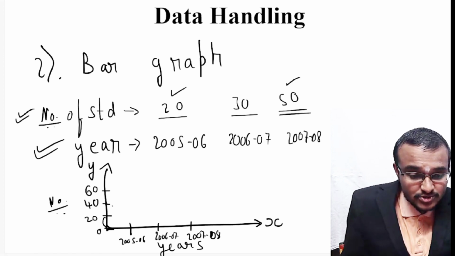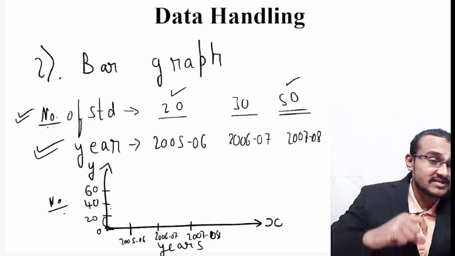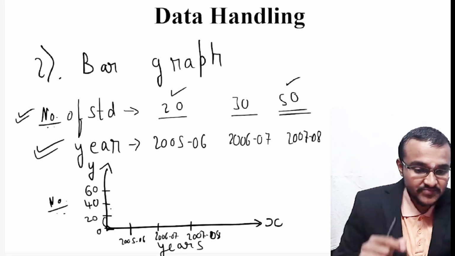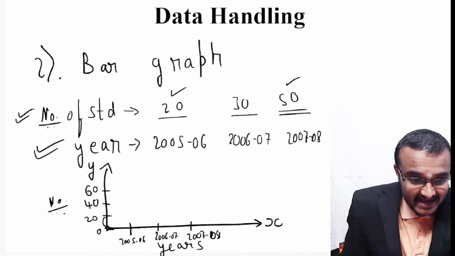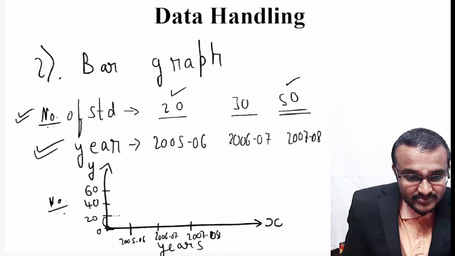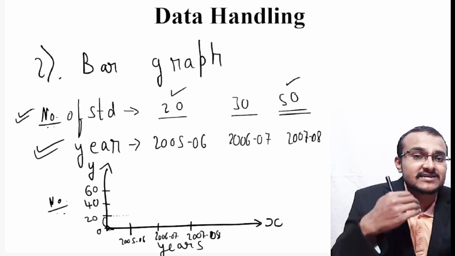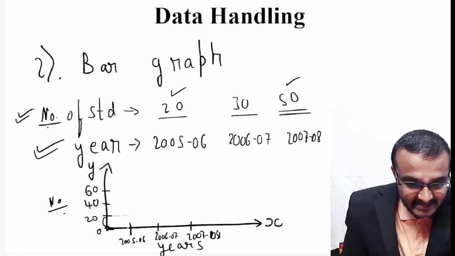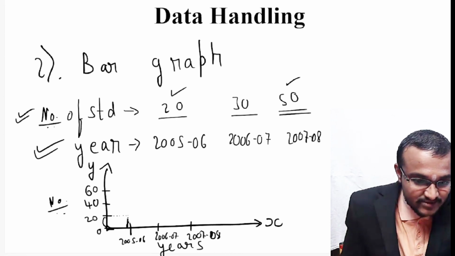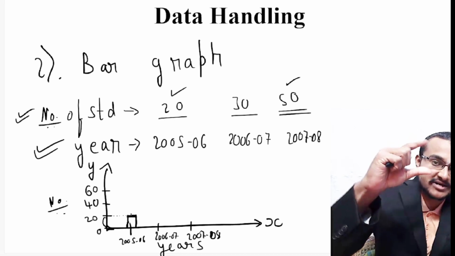You should first note how much the height of that particular bar should be, because the number of students who joined in 2005 to 2006 is 20. So the height of your rectangular bar should be up to this 20 mark, because it should not exceed 20, as only 20 students got admitted in 2005 to 2006. So this rectangular bar should stop at 20.